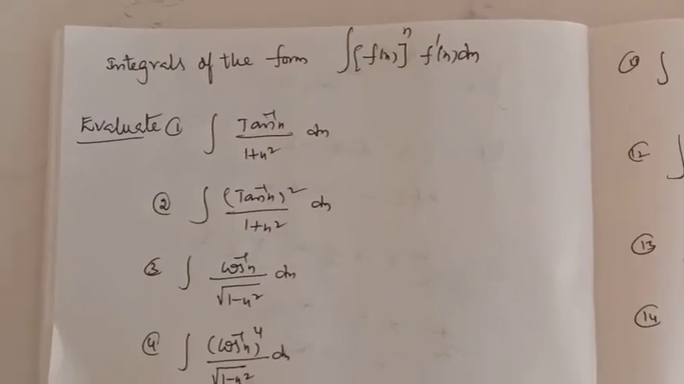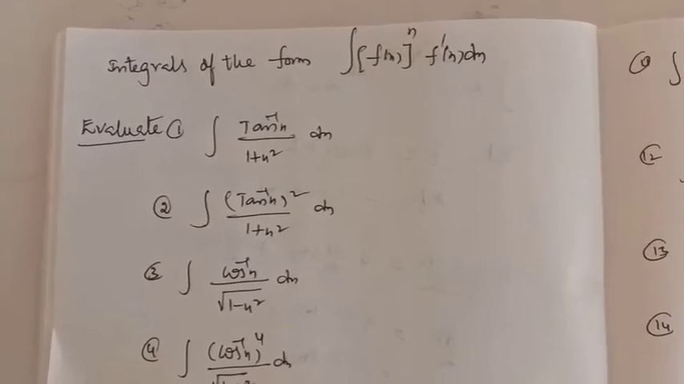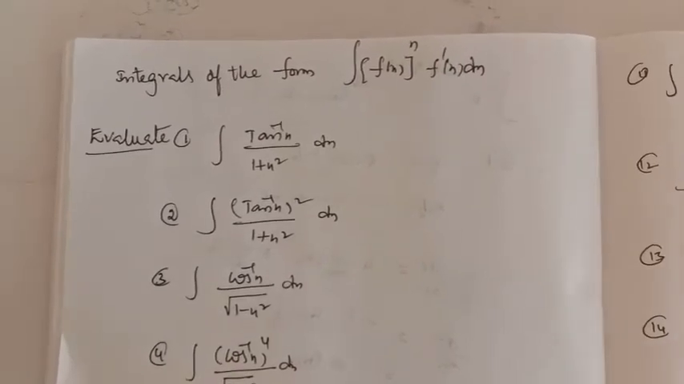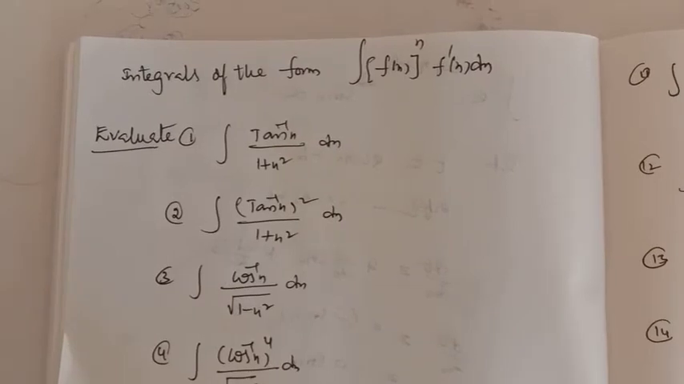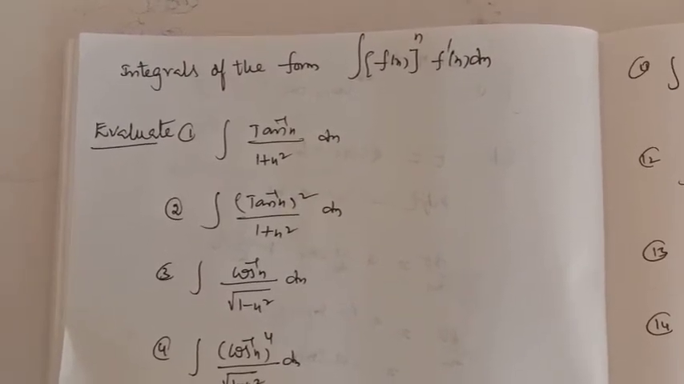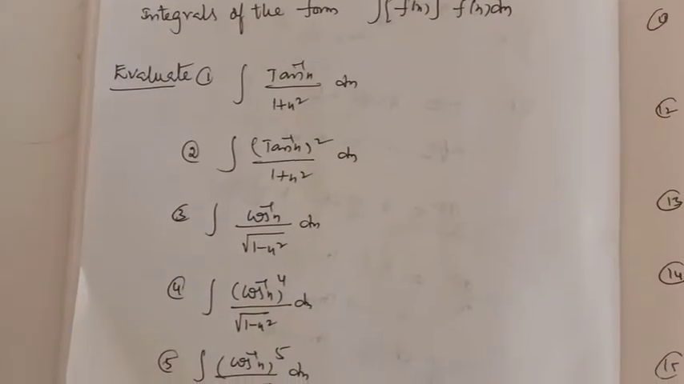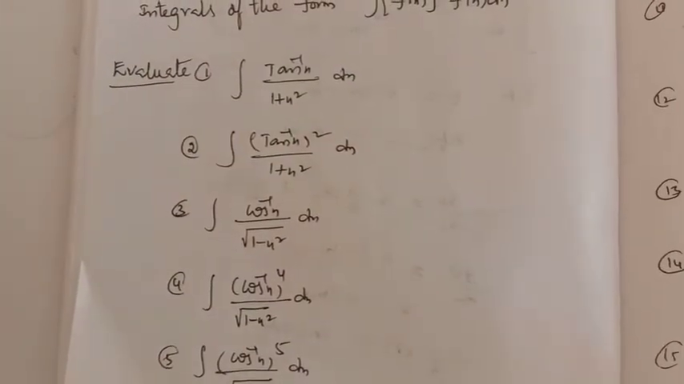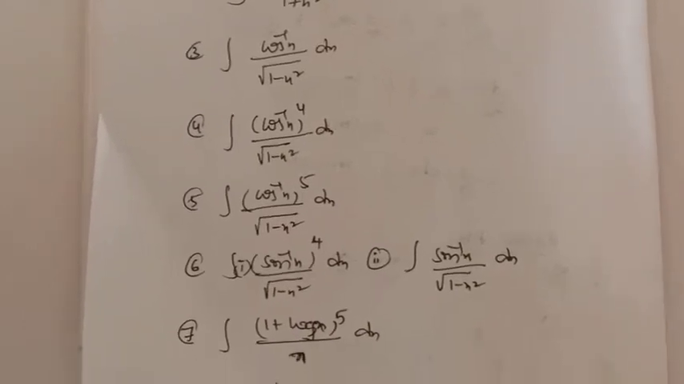Good morning, students. Today we are going to solve the next module on integration by substitution, that is integrals of the form integral of f of x whole to the power of n into f dash x dx. In this module we have some problems. First problem is integral tan inverse x by 1 plus x square into dx. See the remaining problems.